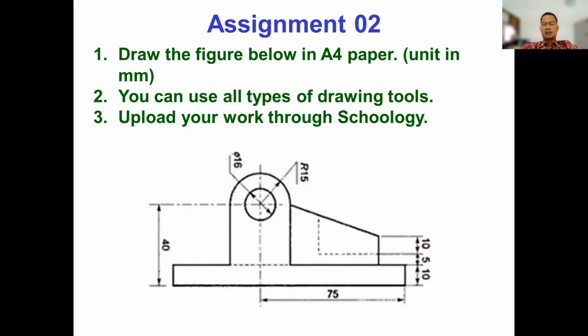Okay, that's all the tools equipment today, and you can try in assignment 2, draw the figure below in A4 paper. The unit is in millimeter, and you can use all types of drawing tools. This is a very simple drawing. And after you do the drawing, don't forget to put your name and your numbers. After that, you can upload to Schoology.